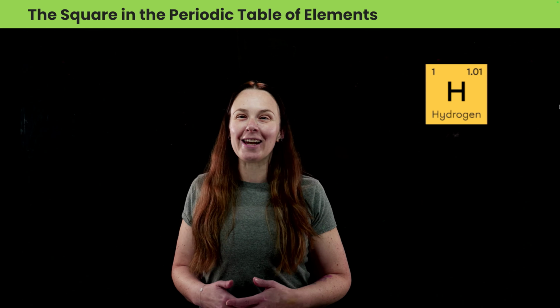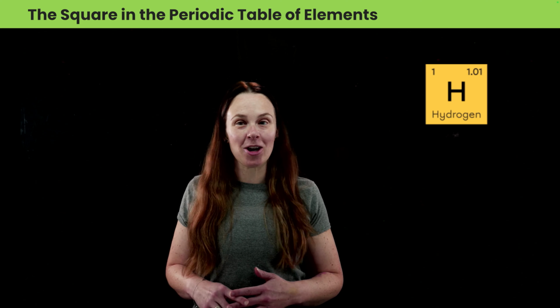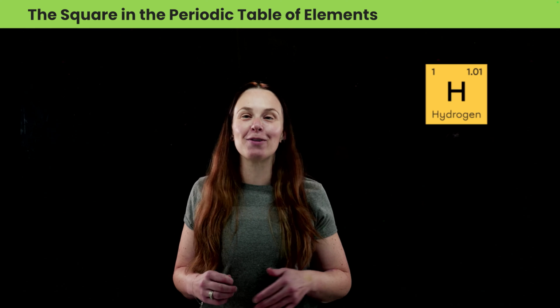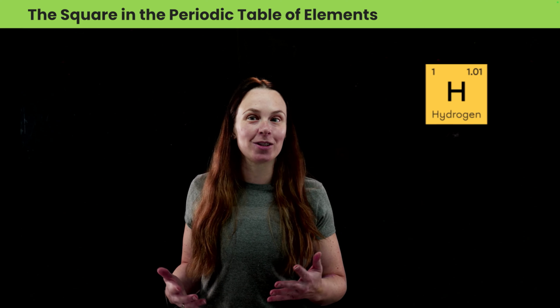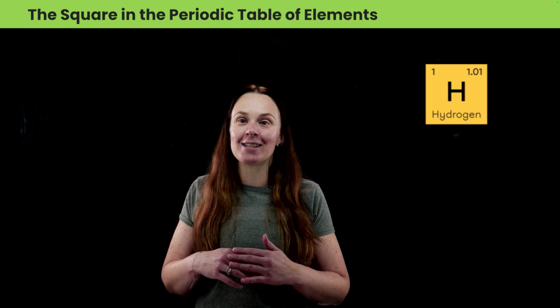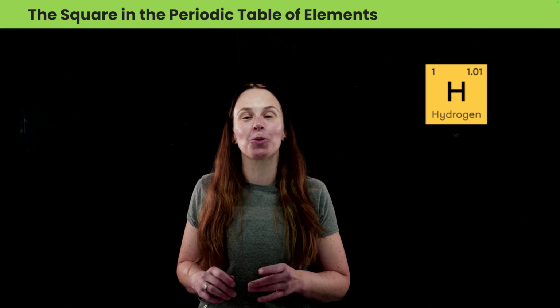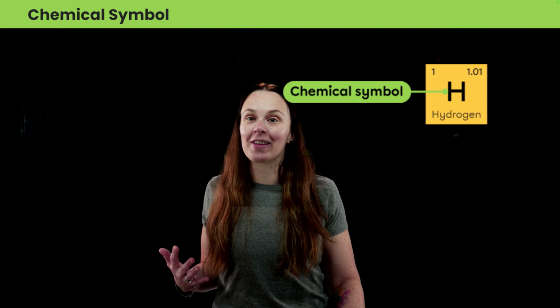So let's take a look at an individual square in a periodic table. As you can see here, we have the very first element on the periodic table of elements, hydrogen. And as you can see, there is a letter and a word underneath. So we're going to explore these in more detail. The first thing that probably stands out to you is that big letter, the big H. And this is called the chemical symbol.